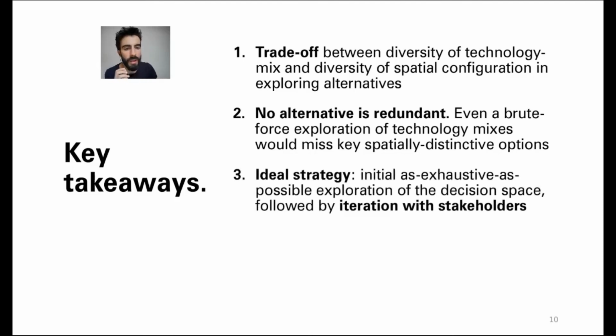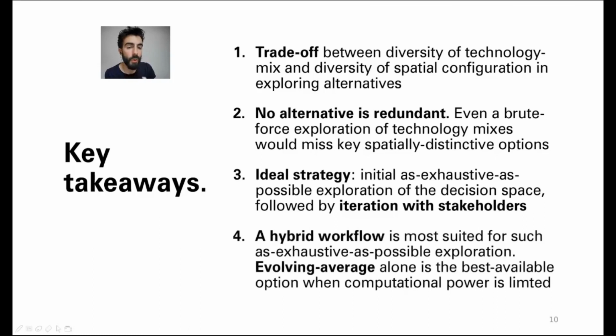Third, if this is the situation, perhaps the ideal strategy would be to have an initial as exhaustive as possible exploration of the decision space, followed by iteration with stakeholders, which could then indicate themselves those technology mixes around which they would like to see more spatially distinctive options. Fourth and final, a hybrid workflow might be in fact more suited for such an initial exploration, and the evolving average method alone can still be an acceptable first guess option when computational resources are limited and it's not possible to rely on heavy parallelization.